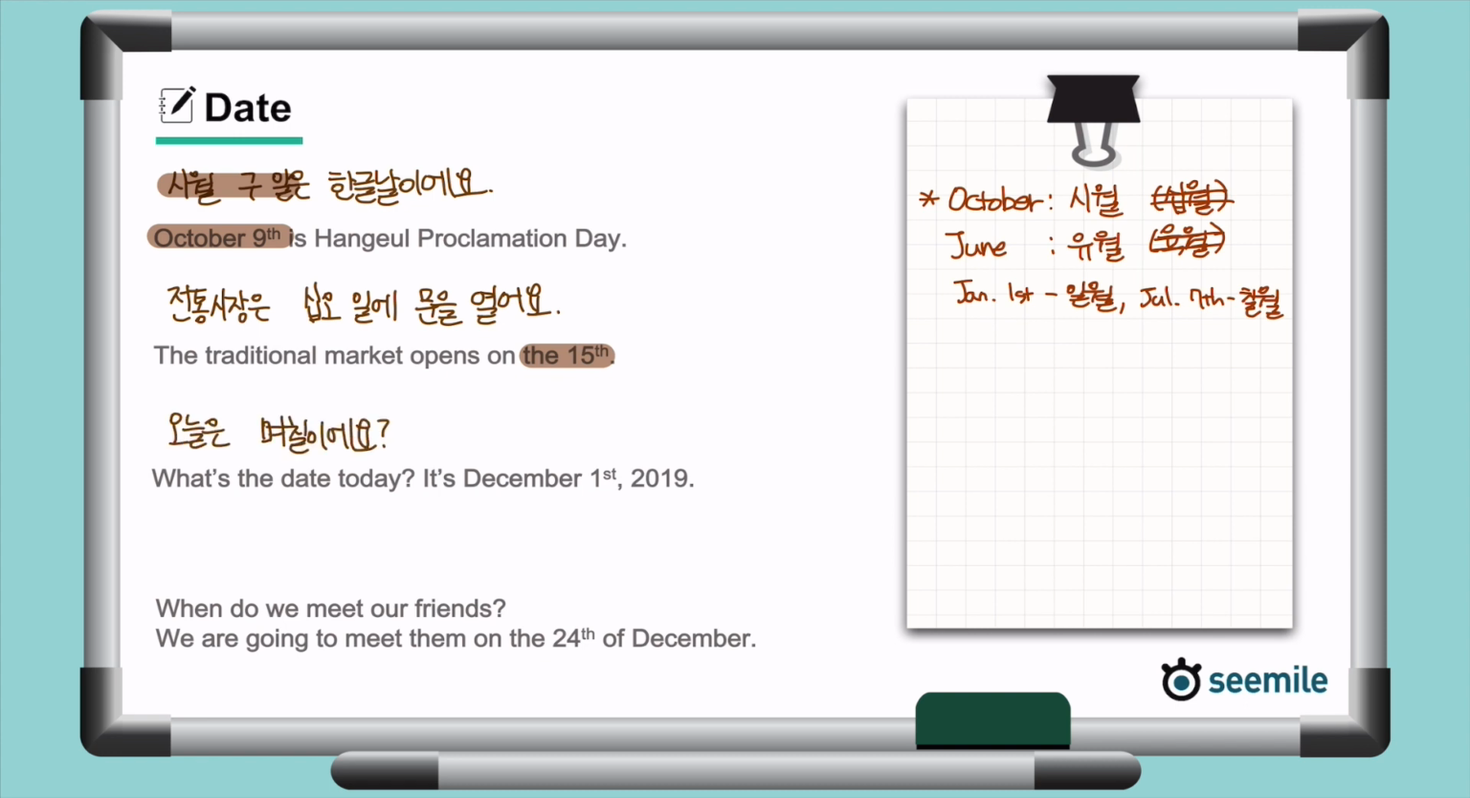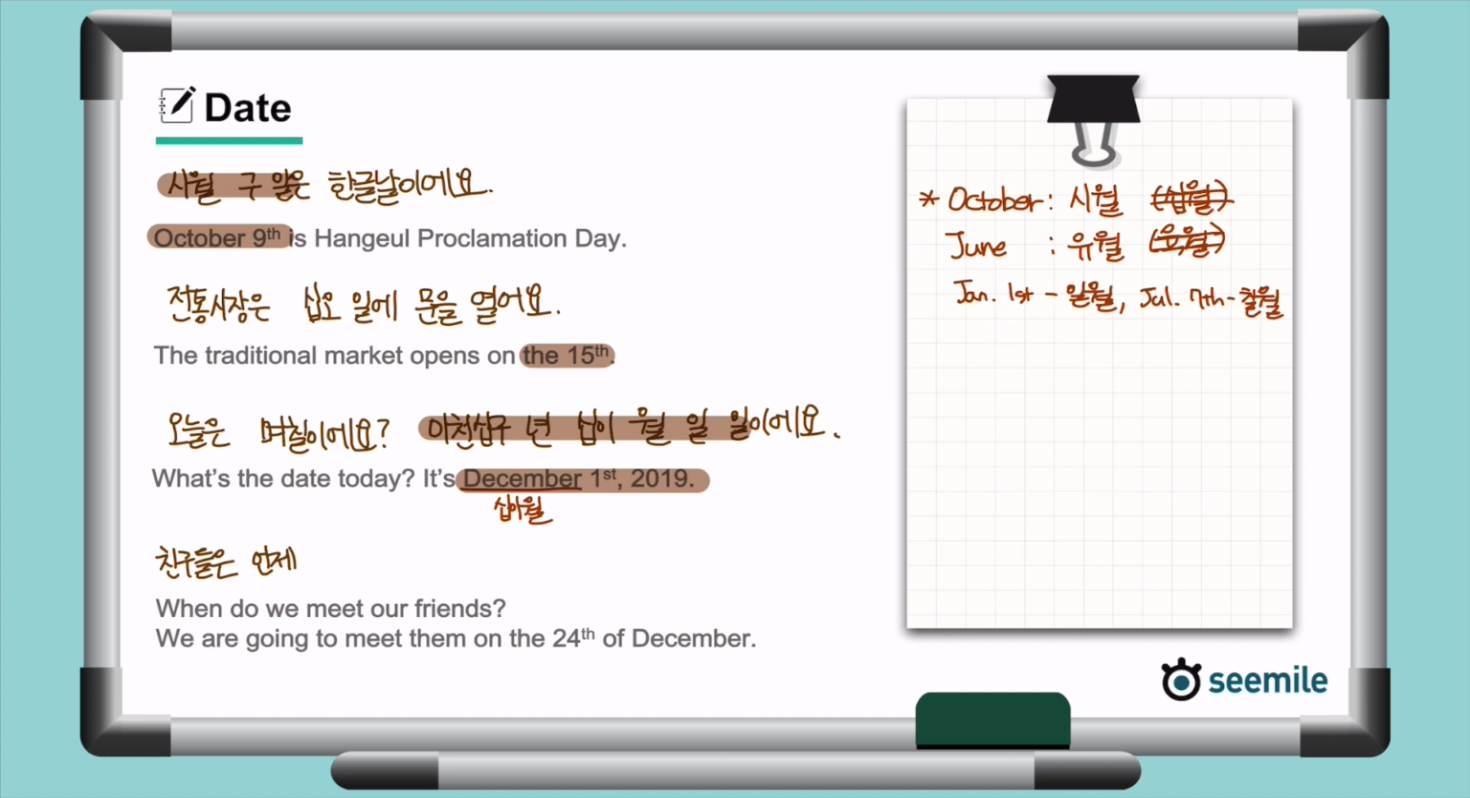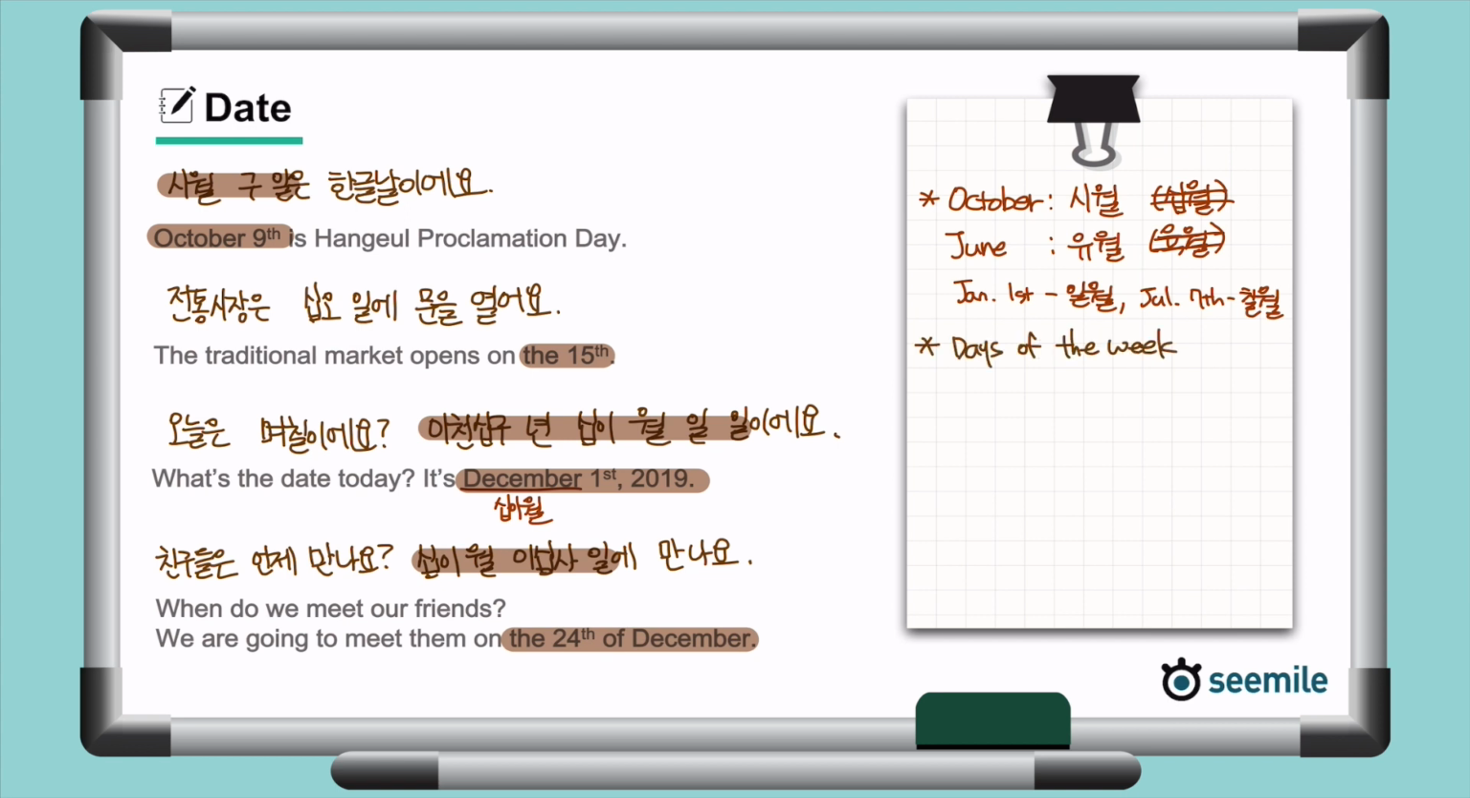오늘은 며칠이에요? December is 12th month, so 12월. 2019년 12월 1일이에요. 친구들은 언제 만나요? 12월 24일에 만나요. As for the days of the week, you've learned some here and there, but let me put them all together in a chart as follows.